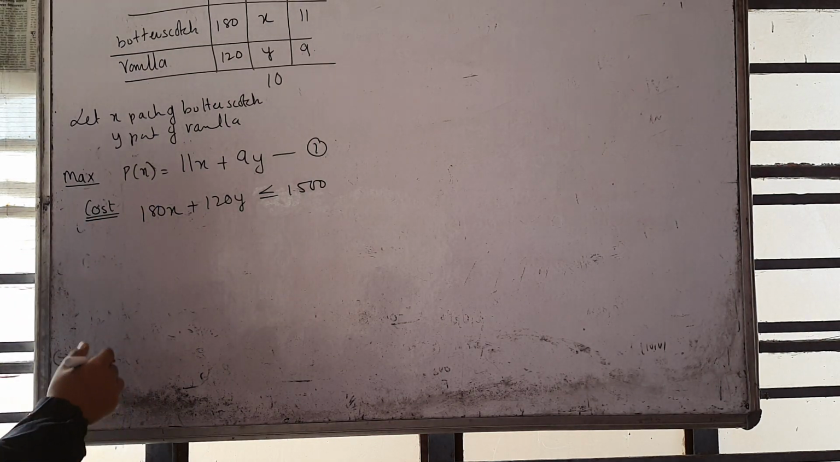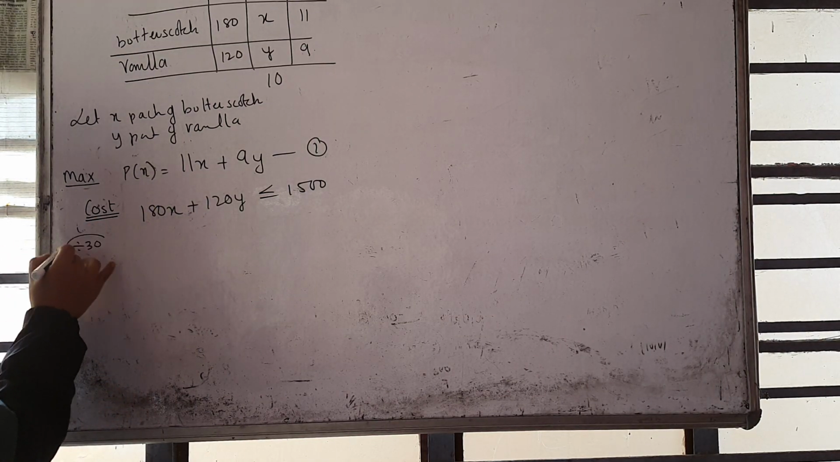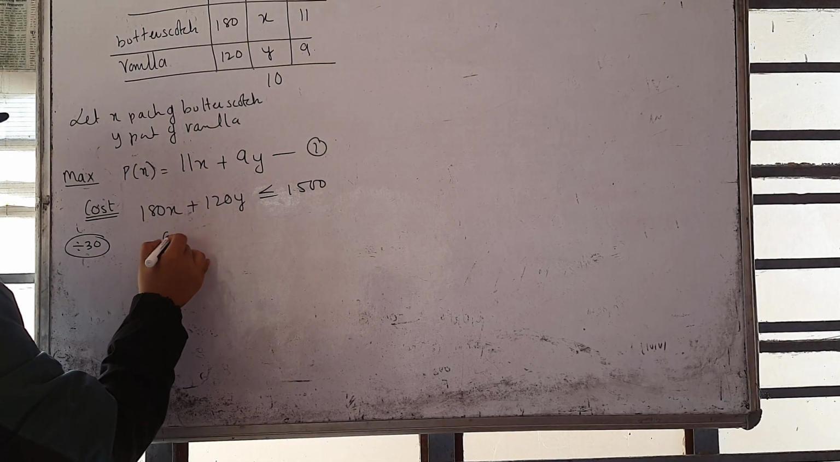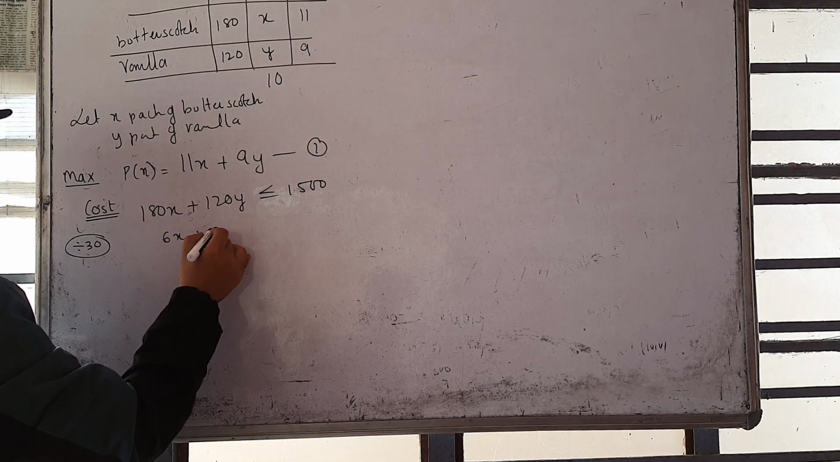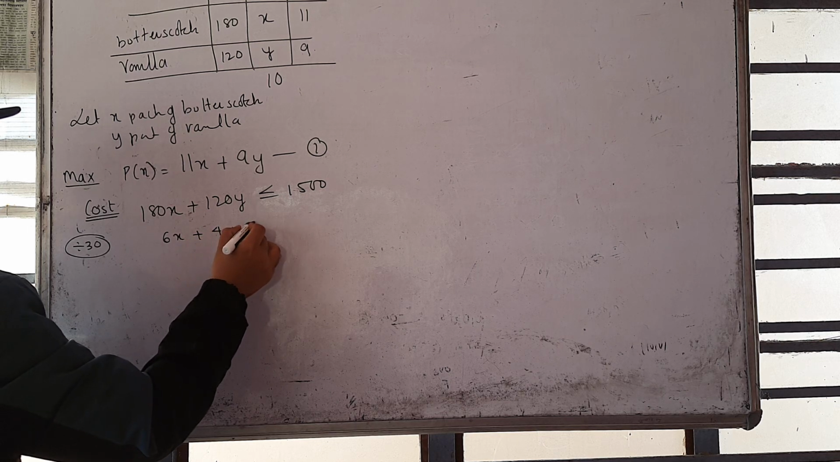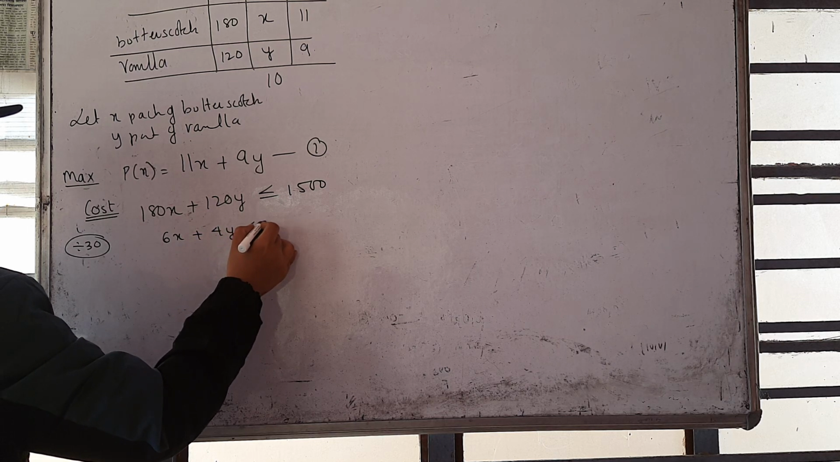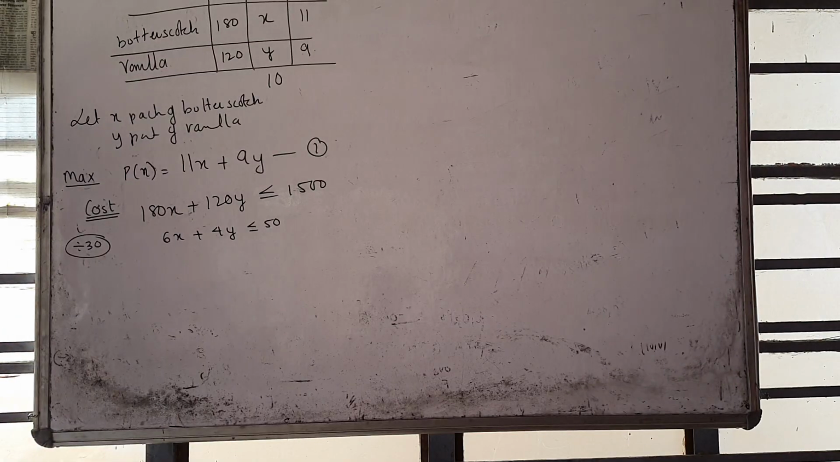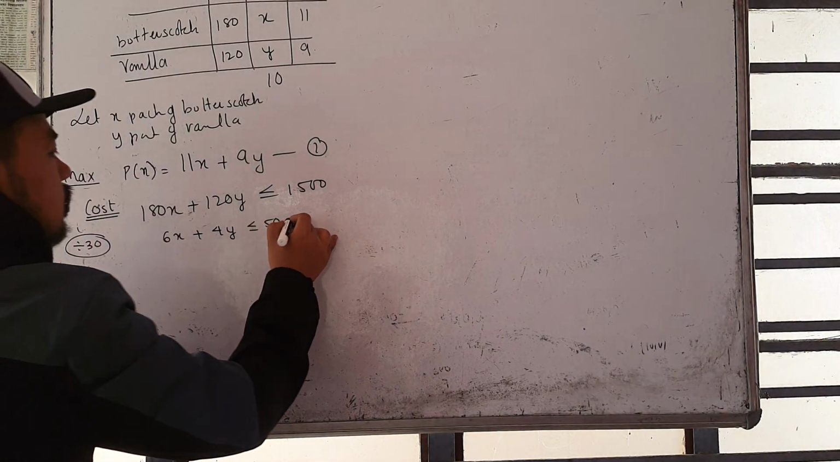Divide everything by 30. What do you get? Come on. 6x plus 4y less than or equal to, how much is this? 50. Is it clear, everyone? Yes or no? This is equation number 2.